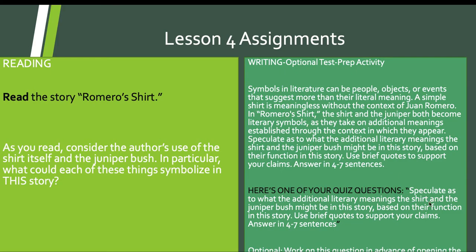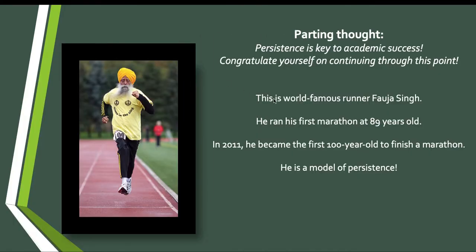You can, and this is one of your quiz questions, speculate as to what the additional literary meanings of the shirt and the juniper bush might be in the story based on their function in the story. Use brief quotes to support your claims. Answer in 4 to 7 sentences. And that's the case, just like the notation that you did for Tarzan. It should read kind of similarly. And you can take a look at that.